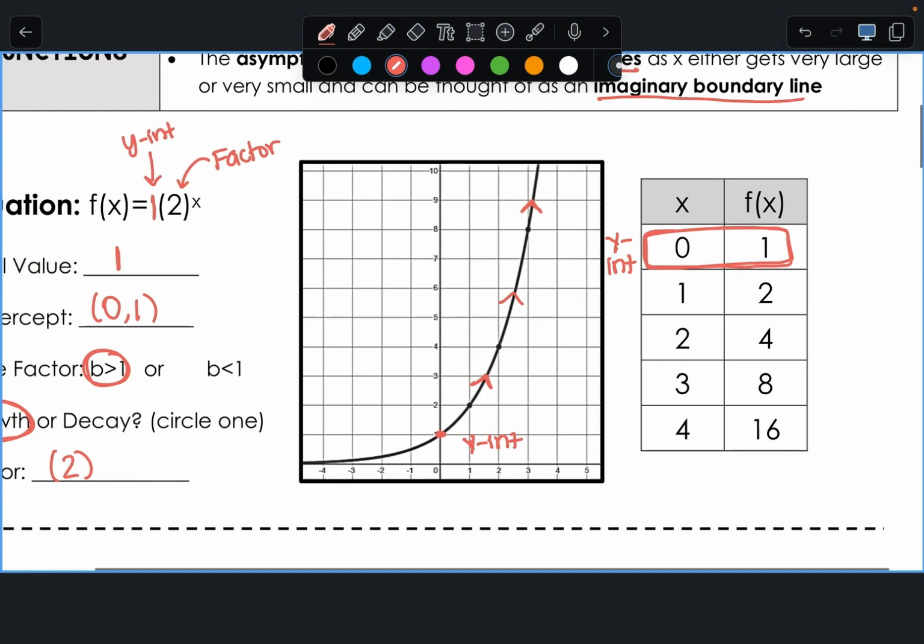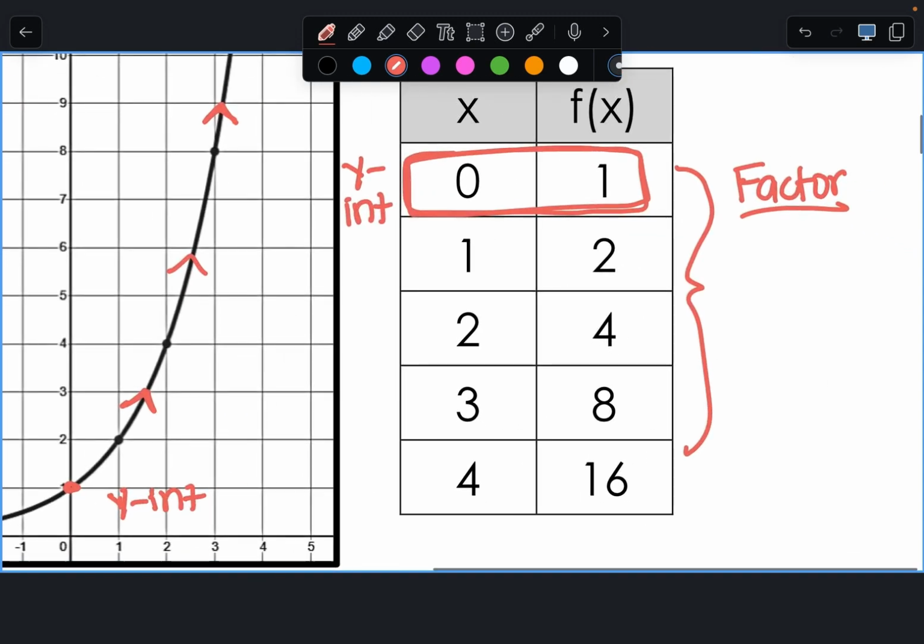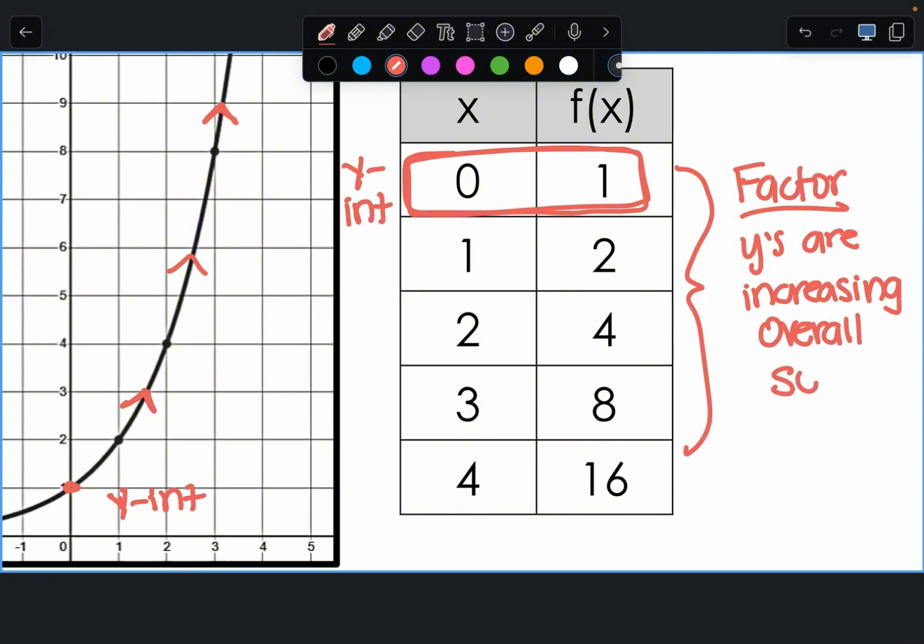You can also tell one more different way. You look at your y values. Look at your y values. So your y's are increasing overall. So that should tell you that your factor is greater than 1, that b will be greater than 1.